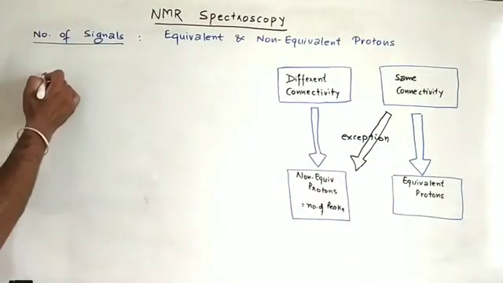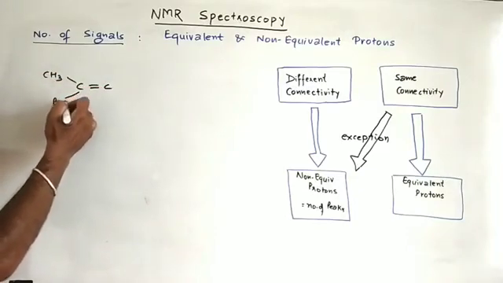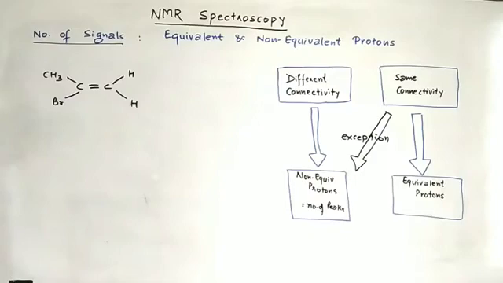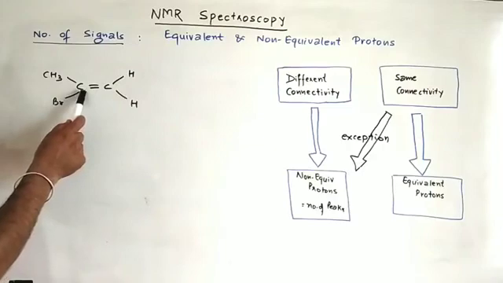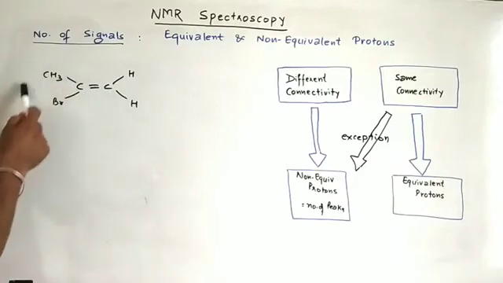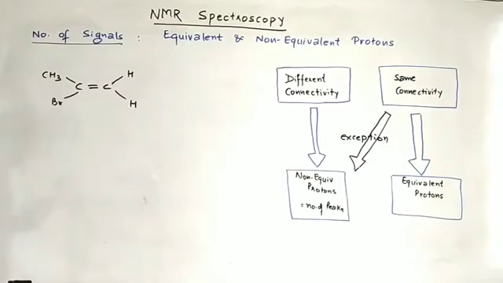See the example, CH3 C double bond C, Br here, hydrogen here. Now you can see, it's clear that these two protons, they have the same connectivity. As this proton connected to carbon, further carbon double bond, methyl and bromine. This proton also connected to the same carbon, and again the environment is same. But these two protons, in spite of their same connectivity, they are non-equivalent. Why it is so? Because their environment is different.